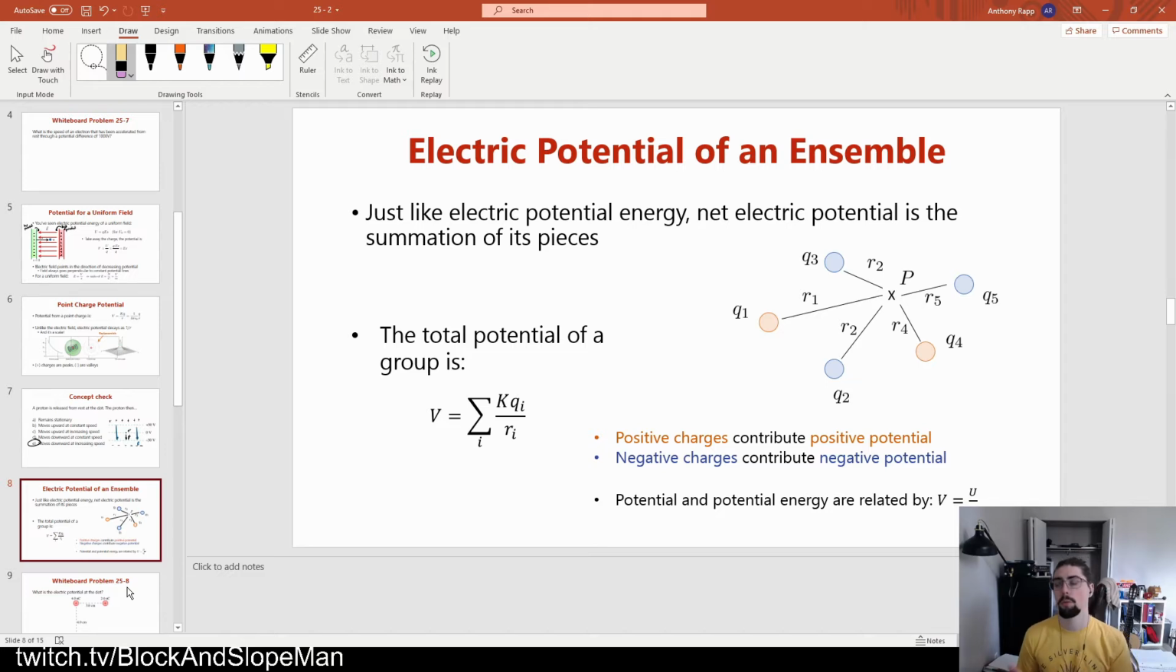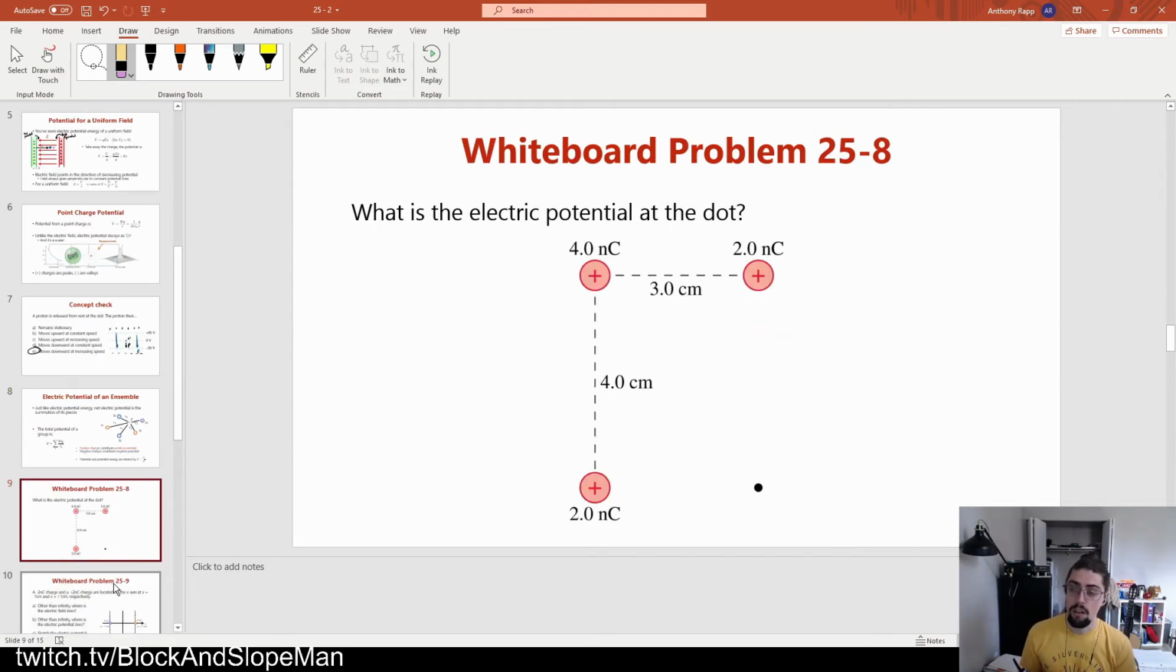There's no weird multiplication or anything else like that. Positive charges give us a positive potential. Negative charges give us a negative potential. And then there's that relationship again between potential and potential energy, which, don't forget, are two separate quantities. So, put it into practice. Here's a configuration that we've seen a couple times at this point, but what I want you to do is find what is the electric potential at that dot.